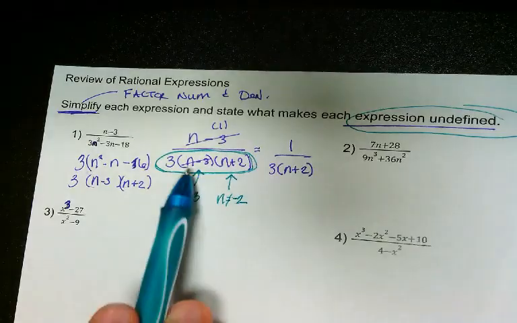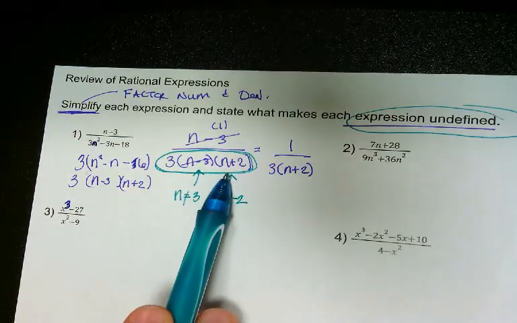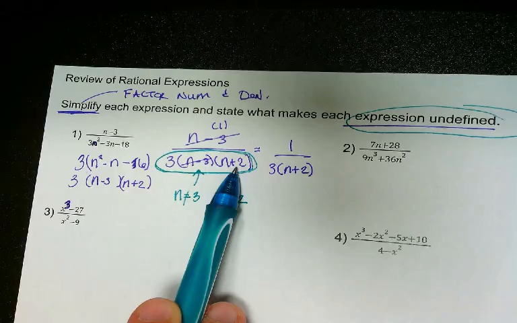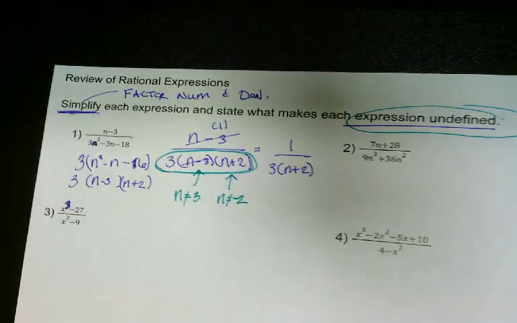Again, I'm assuming you can look at that and figure that out in your head. If you can't, what are you just setting that equal to? 0, and work it out on paper if you need to.